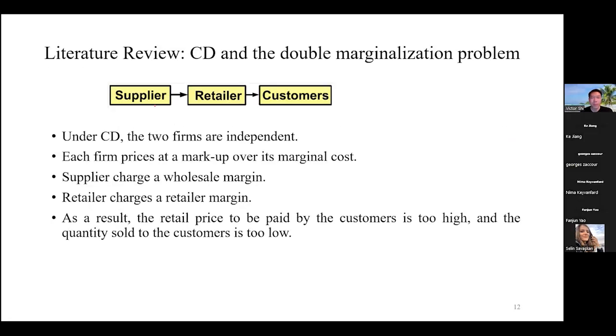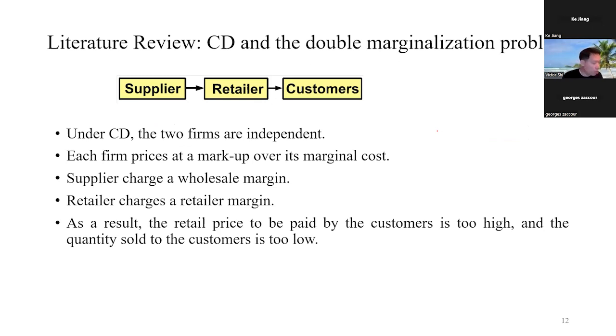So let's do a little bit of literature review. First of all, there is lots of research on decentralized supply chains, and a corresponding problem called the double marginalization problem. That's a mouthful, but it is a very classic problem in supply chain management. Because this is very important, I just want to make sure everybody understands this term, double marginalization.